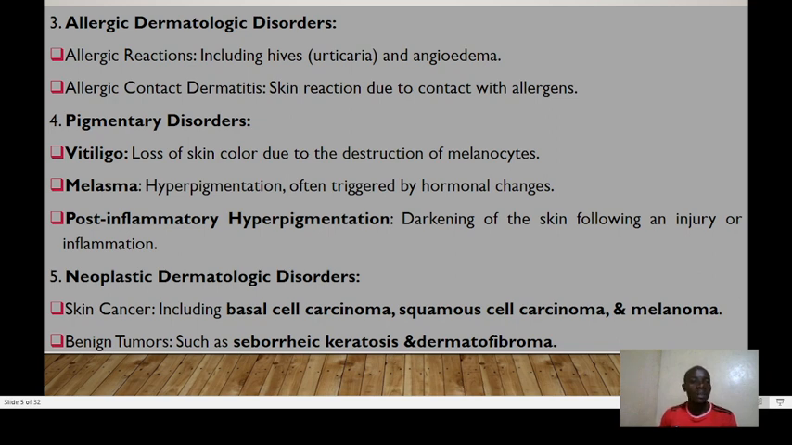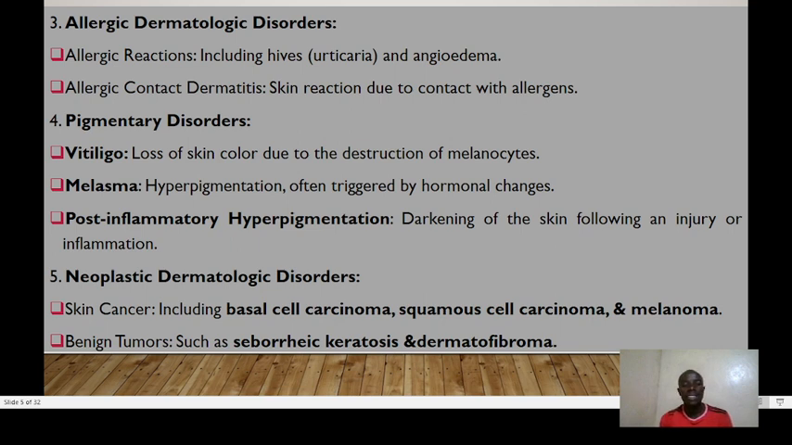Allergic dermatologic disorders could include hives, urticaria, and angioedema, and allergic contact dermatitis, a skin reaction due to contact with allergens. We also have pigmentary disorders like vitiligo, loss of skin color due to the destruction of melanocytes. We have melasma, a hyperpigmentation often triggered by hormonal changes. It sometimes occurs in pregnant or expectant mothers.